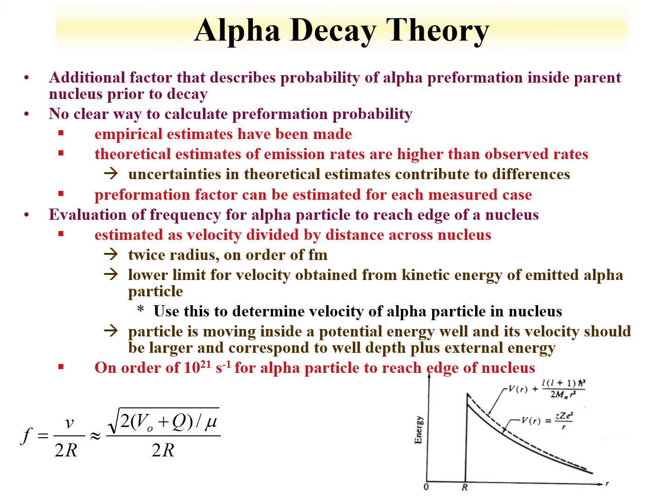We can get information about the alpha velocity from the kinetic energy, and we can use 1/2 mv squared. In all actuality, that's a lower limit for the velocity because the particle is moving in a potential well, so the velocity could be greater. And what we find is that the alpha particle can impinge on a nuclear barrier on the order of 10 to the 21st times a second. So we can utilize this equation, which is shown here, that the frequency is equal to the velocity divided by twice the radius. We can relate this to the Q value, the Coulomb barrier, and this term mu, which winds up being the reduced mass. And this is just a function of the mass of the alpha particle and the daughter.